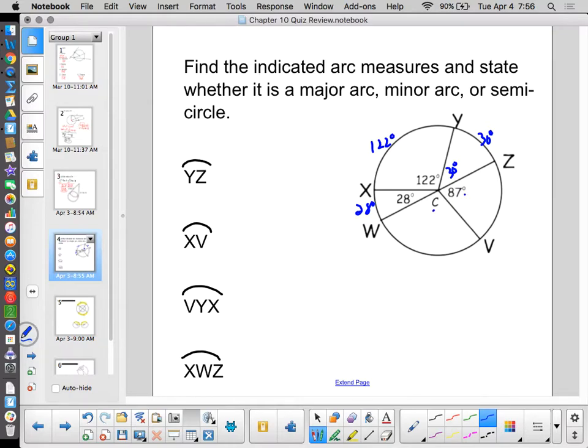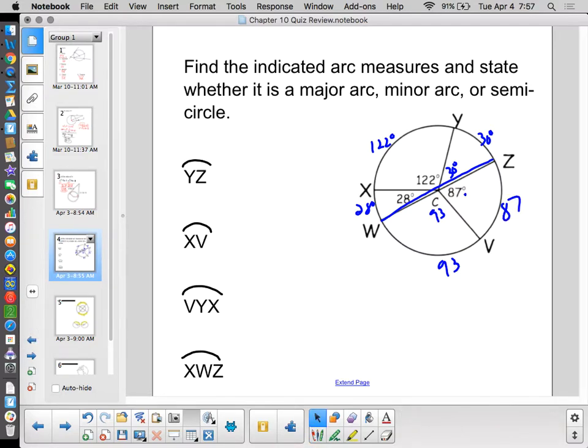93. These two together have to add up to 180, right? Because this is a diameter cutting across. That's half the circle, 180 degrees. So 93, 87. So I've got all my measures now. Now I can very quickly go in and answer my questions.